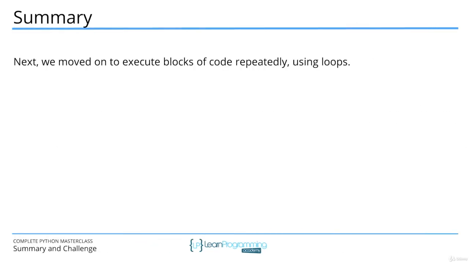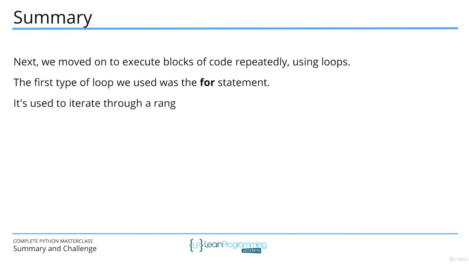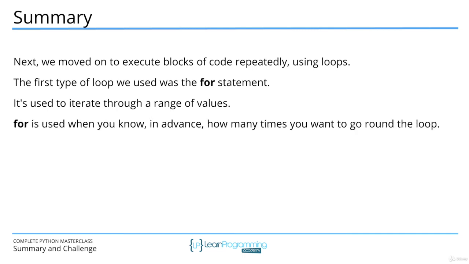Next, we moved on to execute blocks of code repeatedly using loops. The first type of loop we used was the for statement. It's used to iterate through a range of values. For is used when you know in advance how many times you want to go round the loop.